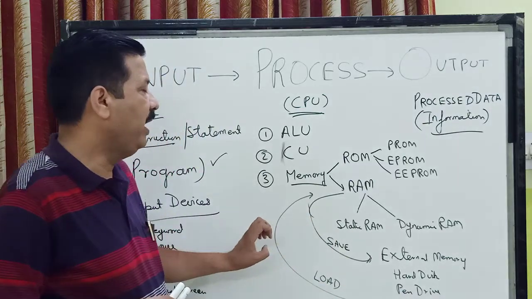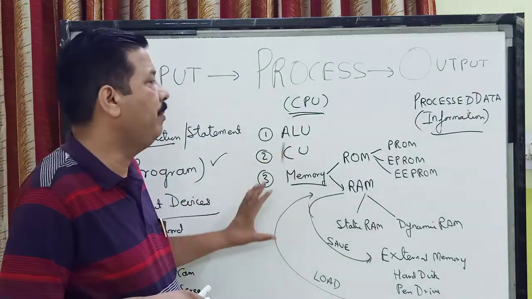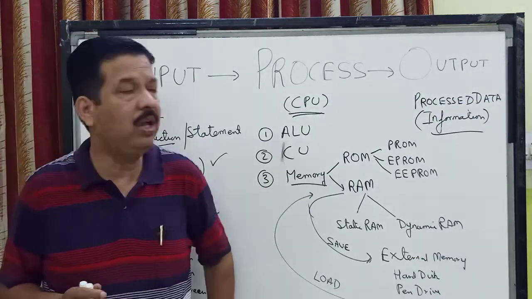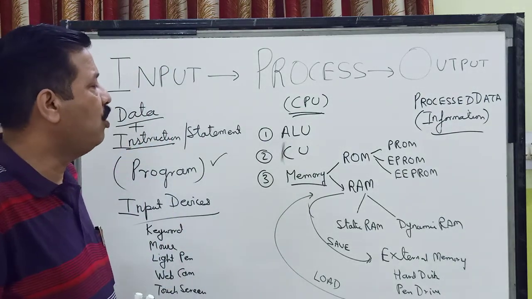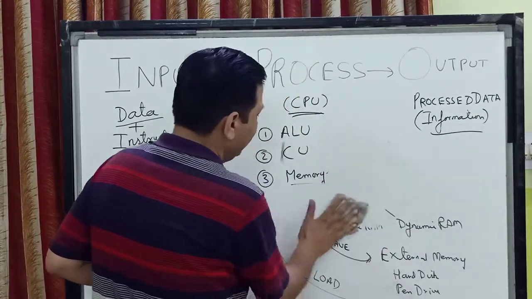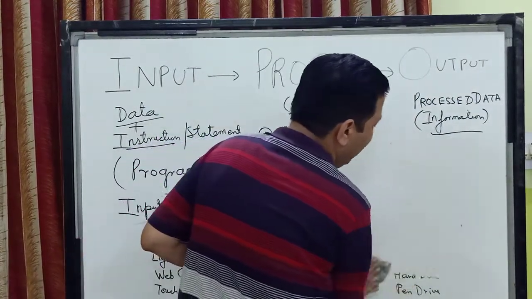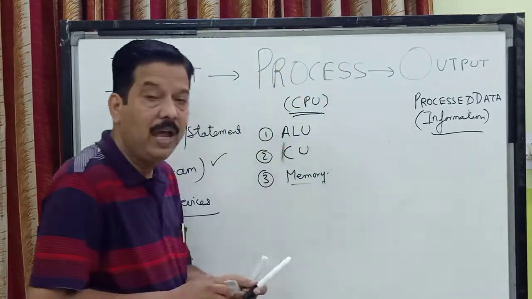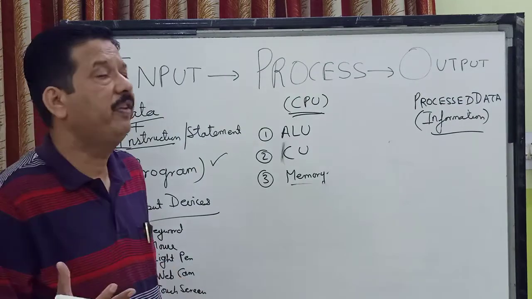So we must be clear about it. So children, I hope this memory portion you have understood. And now children, we come to the third portion, that is the output part. And children, in the output part, I say that output is the final result which we get after processing of data. When the data gets processed, it is called output.